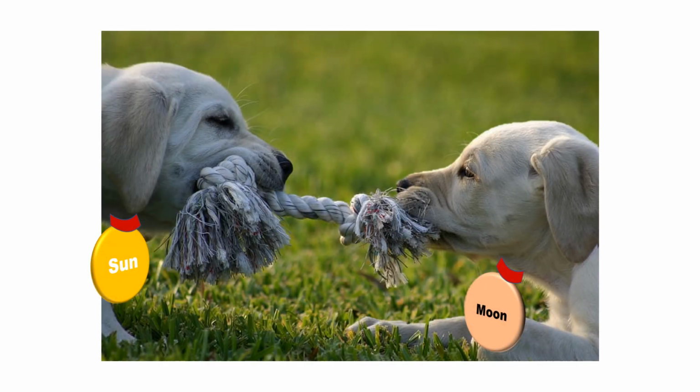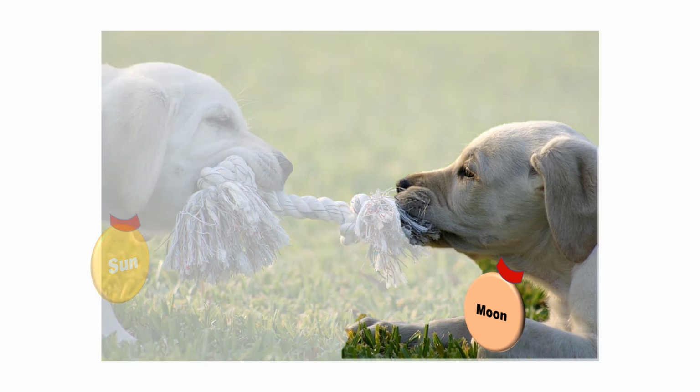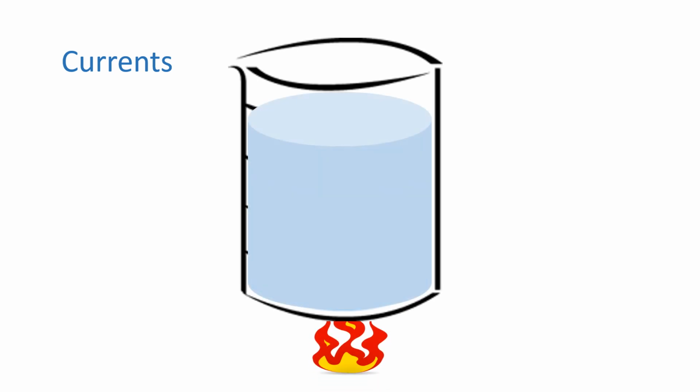Ha! A challenge between the sun and the moon. The moon's gravitational pull on the tides is much greater than the sun's. Distance matters. Next, we will try to understand current movements.